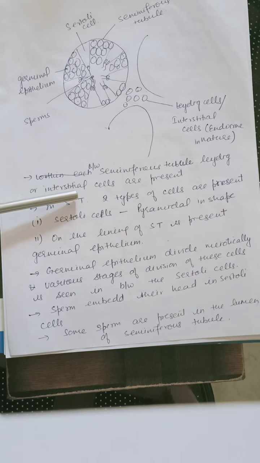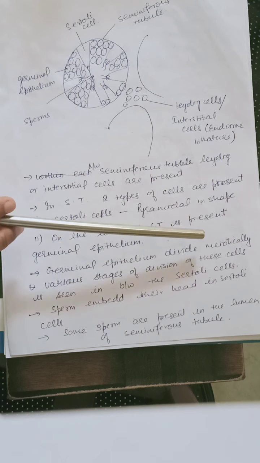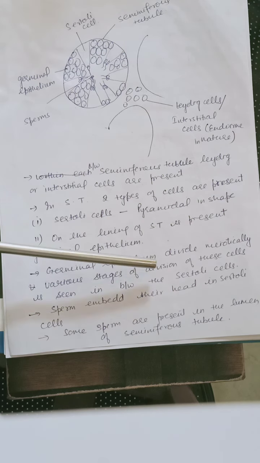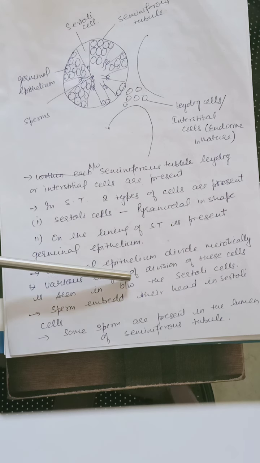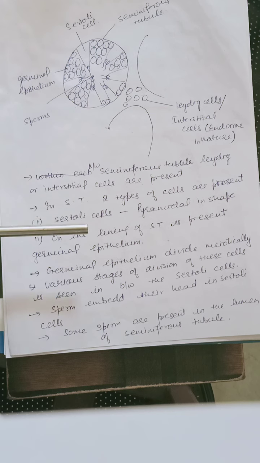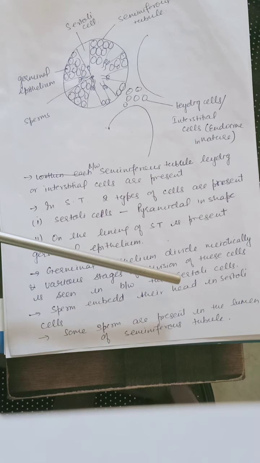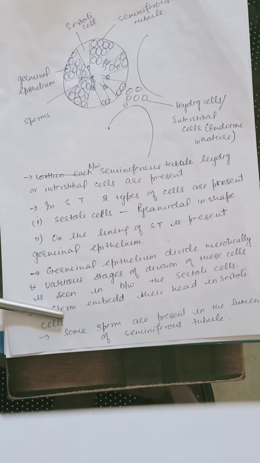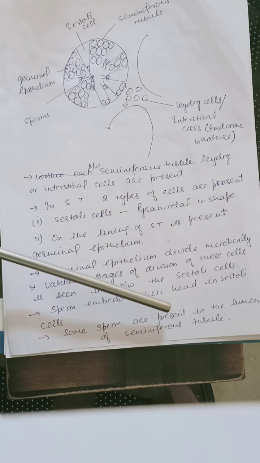In seminiferous tubules, two types of cells are present. Sertoli cells, pyramidal in shape. On the lining of the seminiferous tubule is present germinal epithelium. Germinal epithelium divides meiotically, and various stages of division of these cells are seen in between the Sertoli cells. These stages we will discuss later on. Sperm embed their head in Sertoli cells to gain nutrition. Some sperms are present in the lumen of the seminiferous tubule.